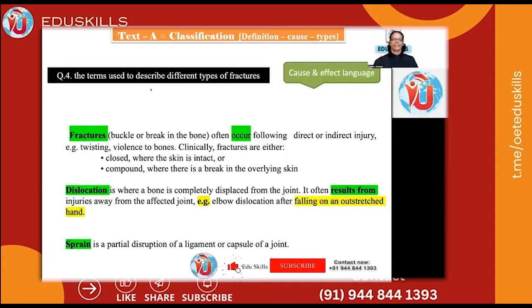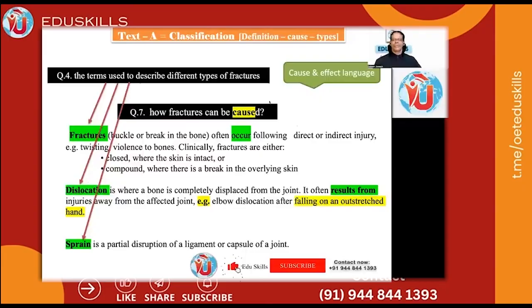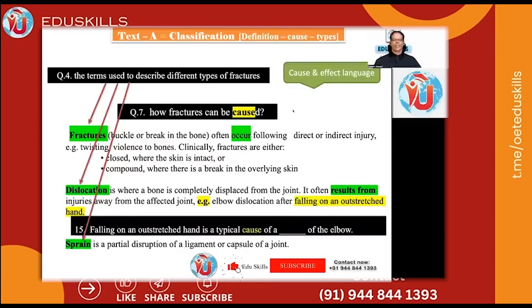So the terms used to describe different types of fractures, we have already seen the answer, it is here. Okay, text A: terms used to describe different types of fractures, 1, 2, 3. And now how fractures can be caused. The synonym used for caused is occur. So that's also what we have seen from this paragraph, A, B, C, D, that's all.